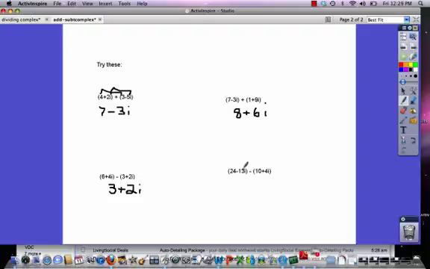Okay, 24 minus 10 is 14. Aren't these easy? Don't you love these? Negative 13 and negative 4 is negative 17. Okay, the only thing I think that's going to make these any trouble at all is that negative sign distributing. Okay, other than that, pretty simple. Good luck.